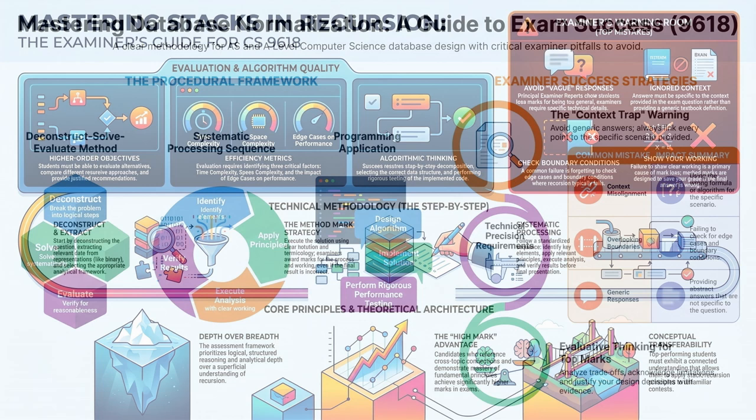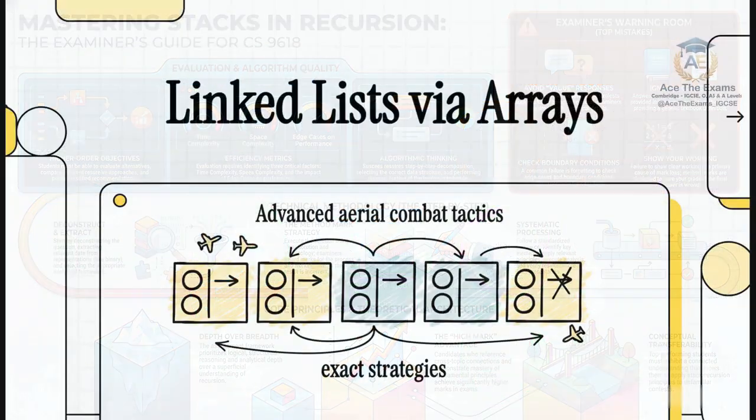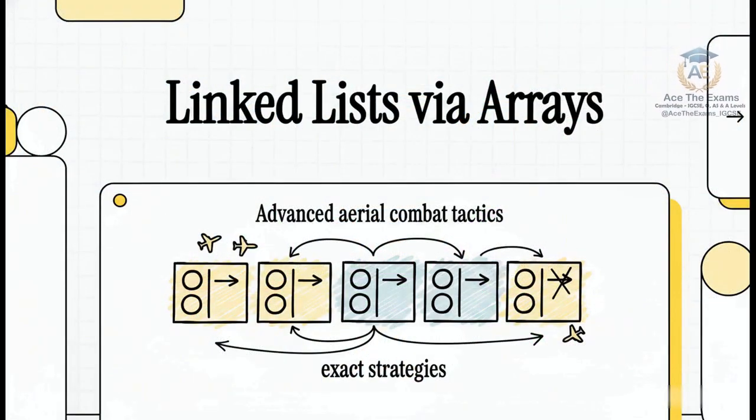Welcome to the Explainer. Today, we are taking a high-altitude approach to one of the most notoriously challenging topics in the entire Cambridge 9618 computer science syllabus. We are talking about implementing linked lists using arrays. Think of this as your advanced aerial combat tactics for exam day.